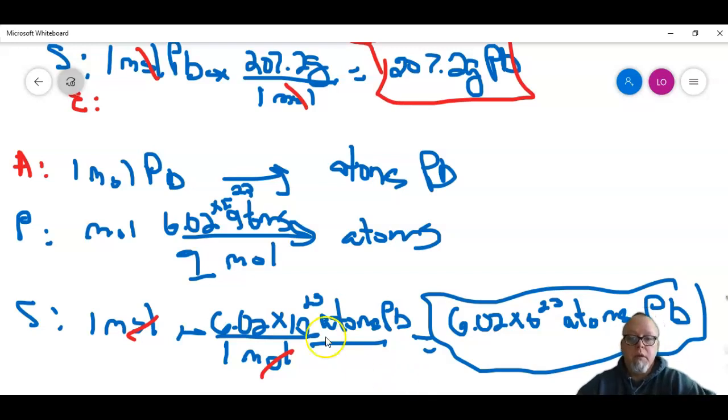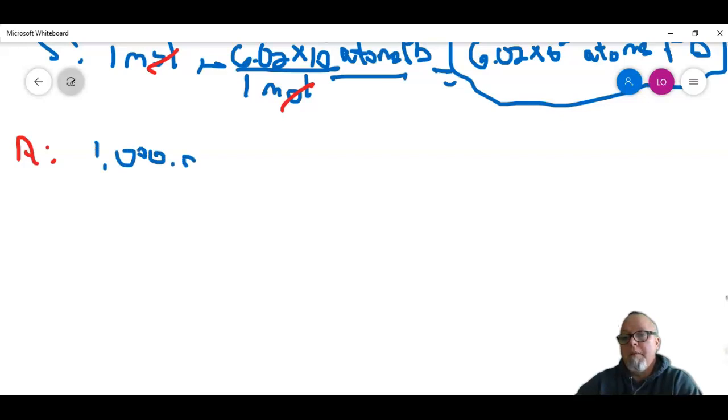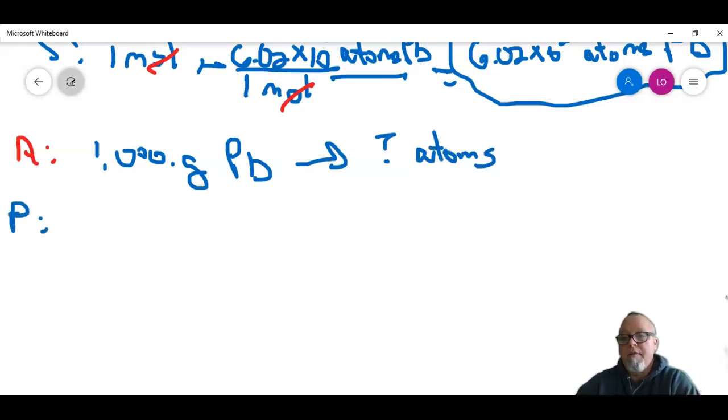So let's try this again. I analyze the problem, and I want to know, I have 1,000 grams of lead and I want to know how many atoms that is. Well, our problem is I have grams and I want to go to atoms. Can I go directly to atoms?